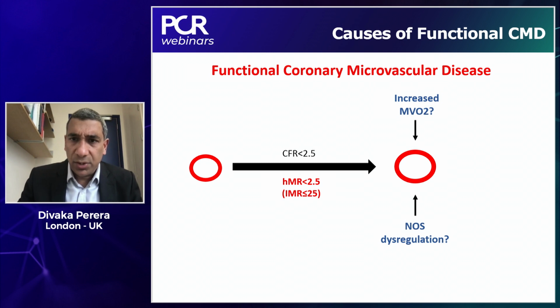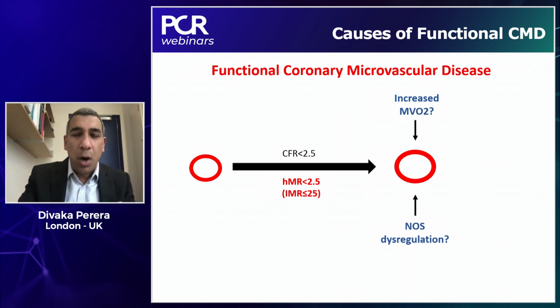So in the next minute or so, I'm going to talk to you about what we think the causes are before going on to Javier, who will focus on the structural group. So the functional coronary microvascular disease group have elevated flow or decreased vascular resistance at rest. This may be because of increased myocardial oxygen demand at rest, and it may also be because of NOS dysregulation.